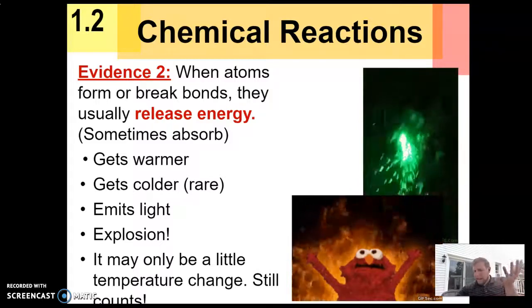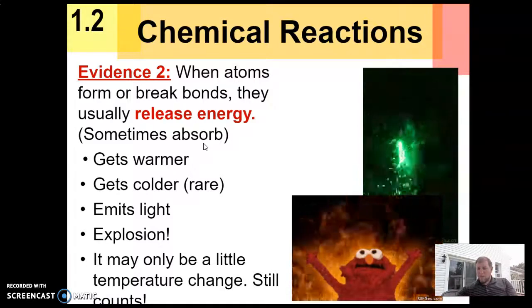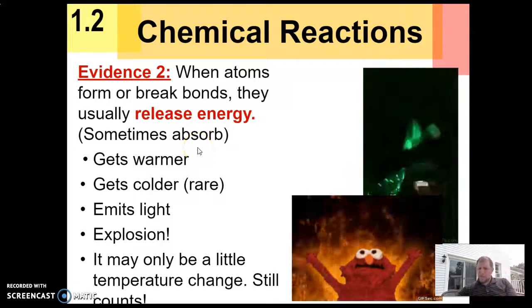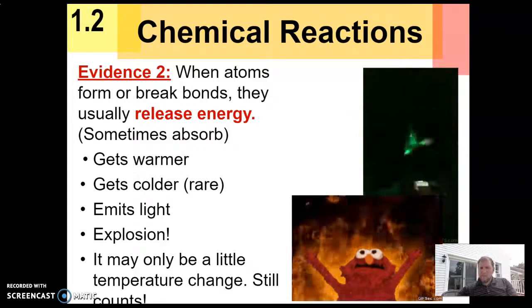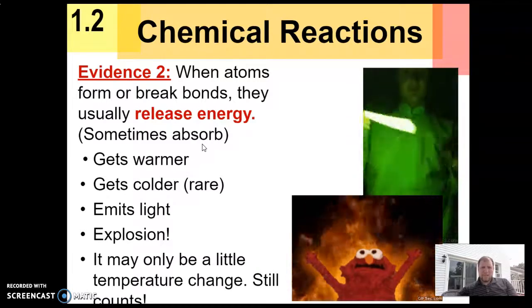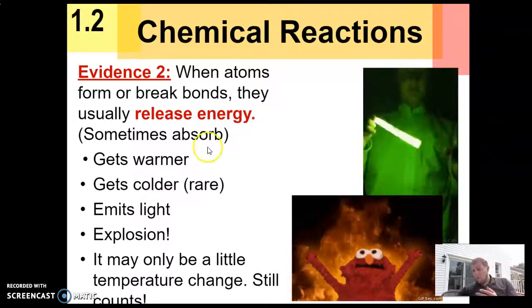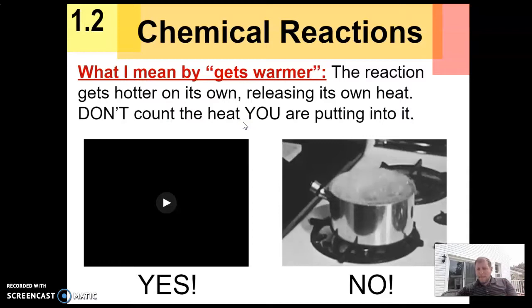And it might not be an explosion. It might just be a small temperature change. For example, when metal rusts, it produces heat. But usually metal rusts so slowly that you don't notice the heat. If you had little laser guns, you might notice it, but normally you don't. So evidence 2, energy is released or sometimes absorbed. Now, I want to be clear about this. Another common misconception. When I mean that something gets warmer, I mean that it gets warmer on its own.